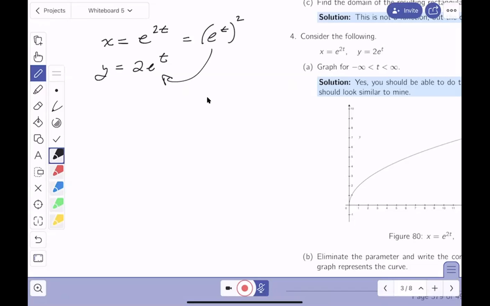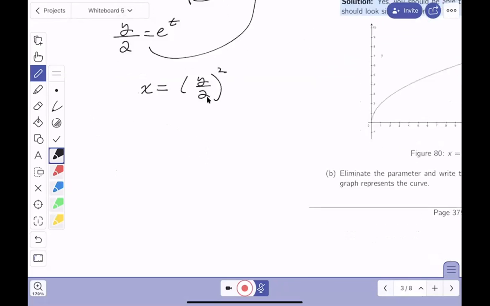Right? I'm seeing the e to the t over here. So I'm going to take the y divided by 2, and I get e^t. Then I'm going to take this, pop it back in over here. And what do you get? X equals, well, let's see, what's e to the t? It's (y/2) quantity squared.